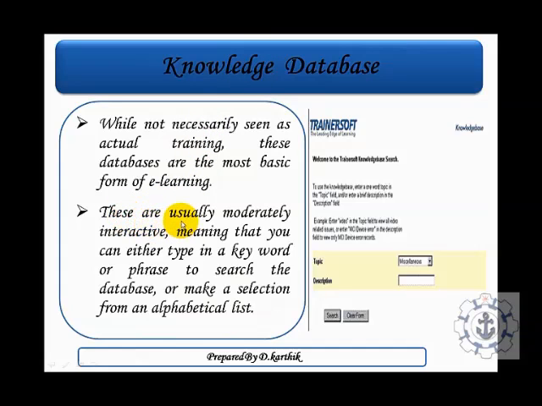These are usually moderately interactive. So it's not fully interactive, it's moderate. It's not high and it's not low. Meaning that you can type the information using a keyword or a phrase, or you can make use of a selection from an alphabetical list. So for example, see the screen where you can search for the topic.